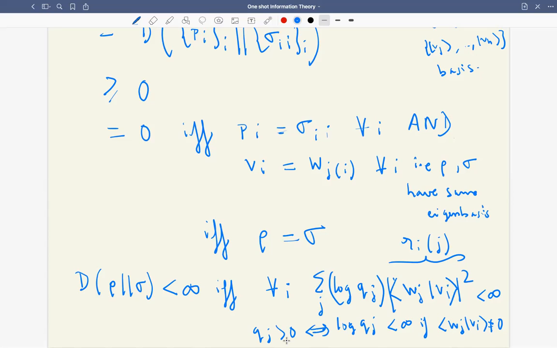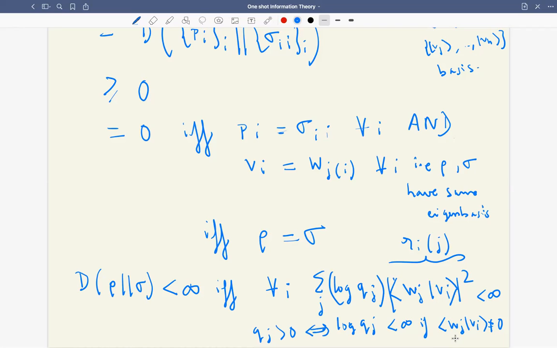So you can take the union over all i's. Collect all those Qj's where Wj has a non-zero overlap with Vi, that is, with either V1 or V2 or V3 and so on. Then Qj for that j has to be greater than zero. Is it clear up to this point? Yes. Good. Okay, but what is this telling me?